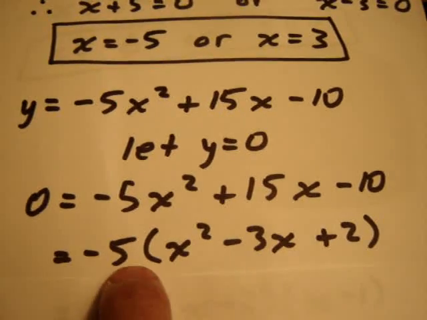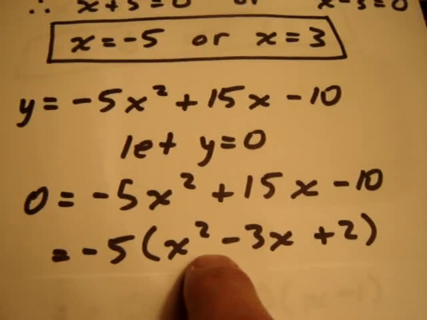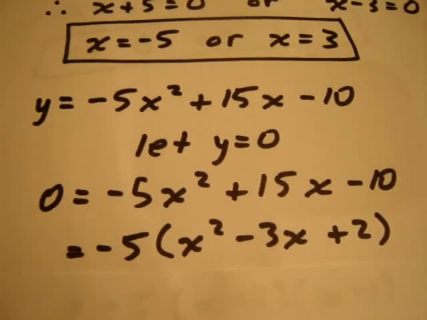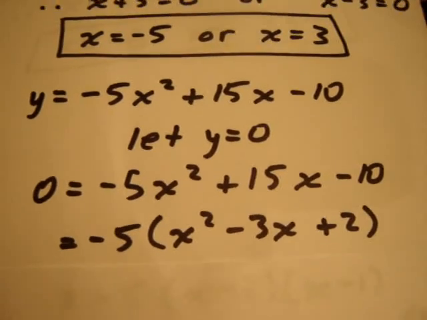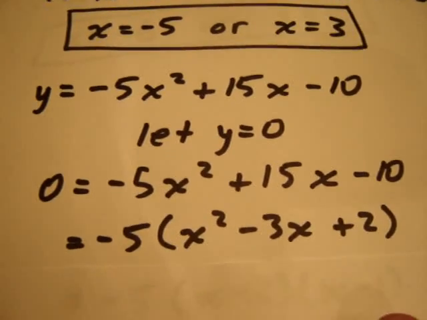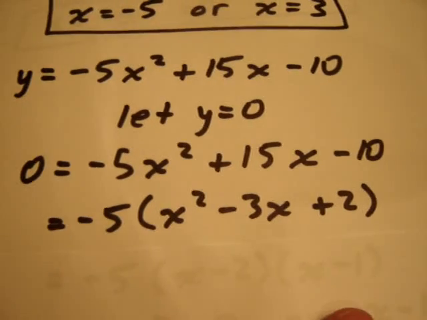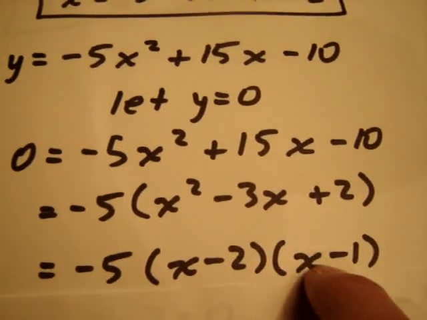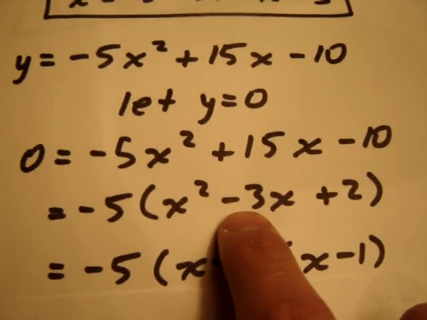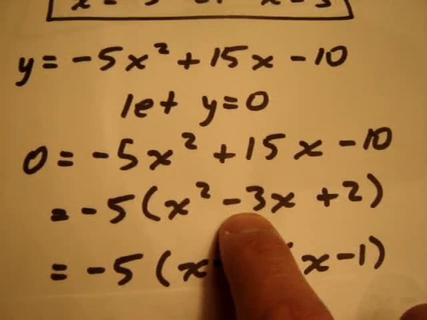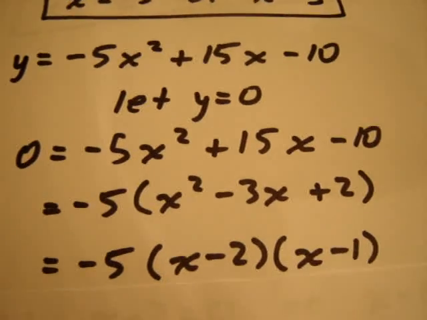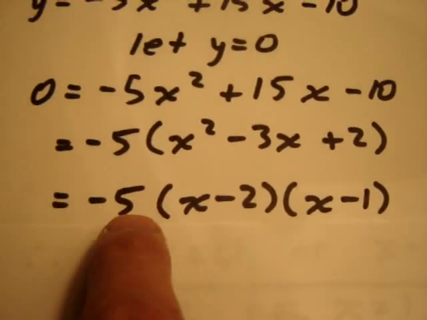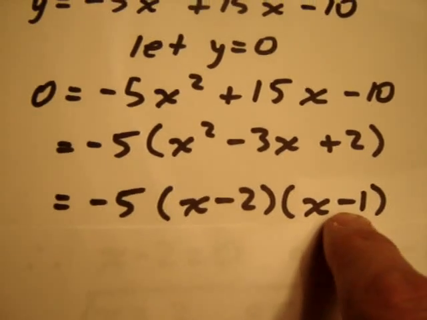And remember, when you factor out a negative number, each term inside will have its sign switched from positive to negative or vice versa. Now we factor the bracket. X squared minus 3x plus 2 factors to x minus 2 times x minus 1, because negative 2 and negative 1 add to negative 3 but multiply to positive 2. So now this is our expression. 0 equals this quantity times this quantity times this quantity.